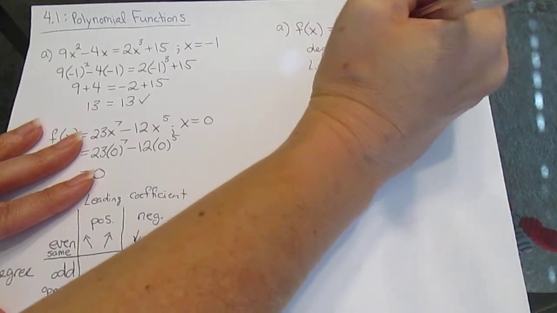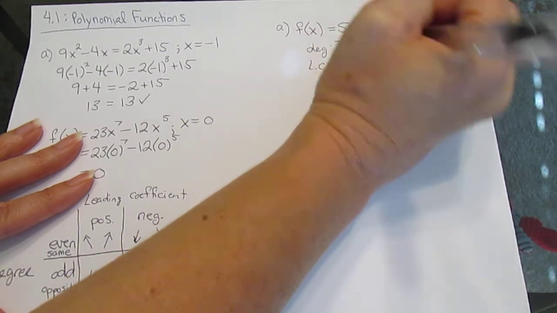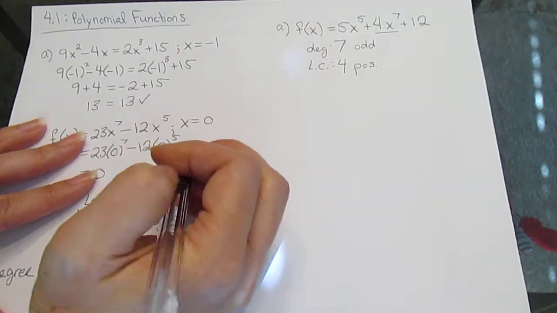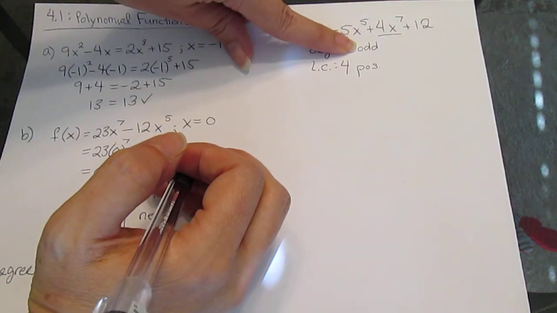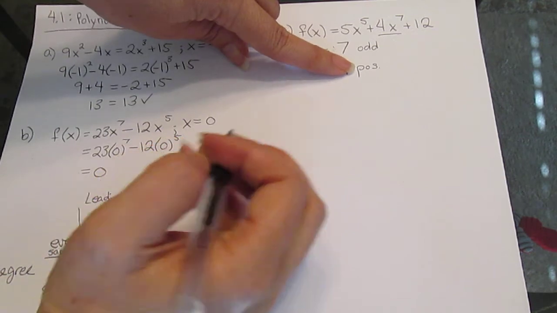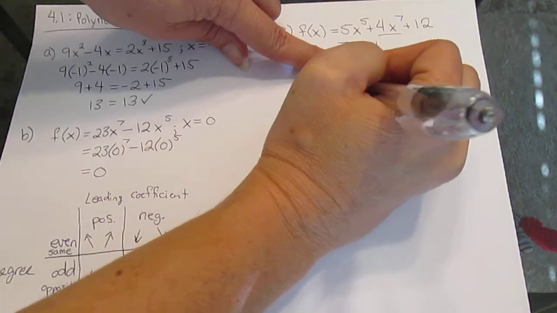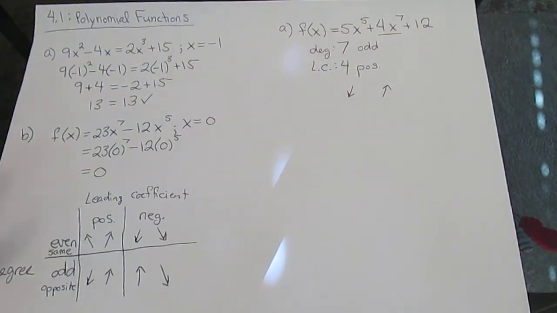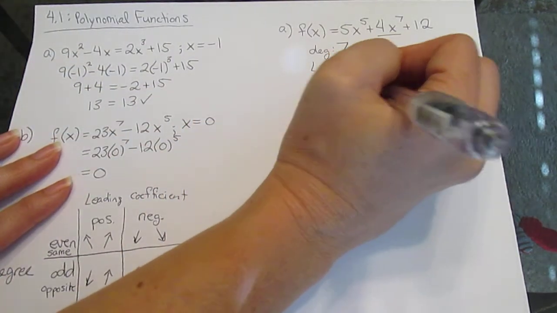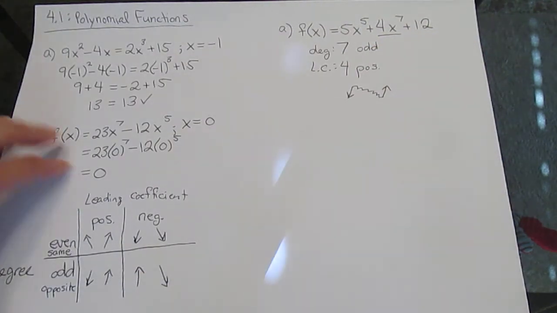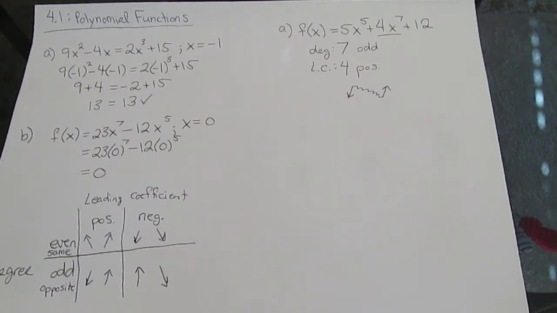Okay, so my degree was odd. My leading coefficient was positive. Okay, well, odd means they're going to go the opposite directions. Positive is telling me the right side. So the right side goes up, left side goes down. And that's all you need to put. Okay, oh, and sometimes you see people put the squiggly lines in between because we don't know what's happening inside the graph. We're just talking about the end behavior.